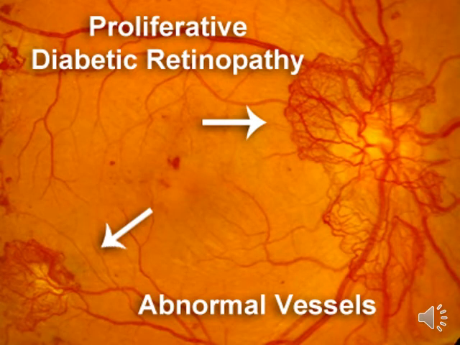This slide shows abnormal blood vessels seen in cases of proliferative diabetic retinopathy. These abnormal blood vessels are called new vessels. They are present either at the disc, called new vessels at the disc, NVD, or in different parts of the retina, called new vessels elsewhere, or NVE.